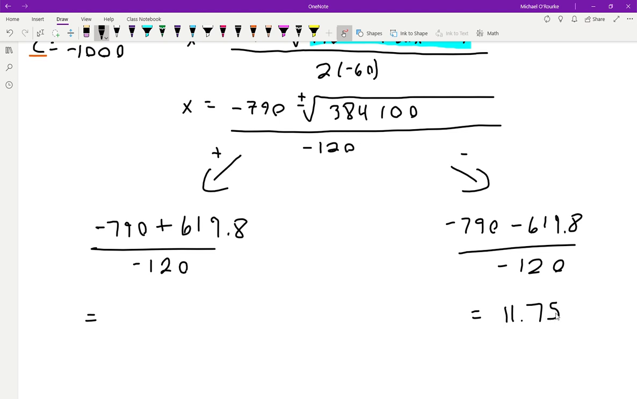1175, or somewhere close to that, right? Might be a decimal place off or something like that due to rounding, how far you rounded this number. If you are a really good student, you would go negative 790 plus the square root of this number, divided by negative 120. So these should be the two numbers that you've got.